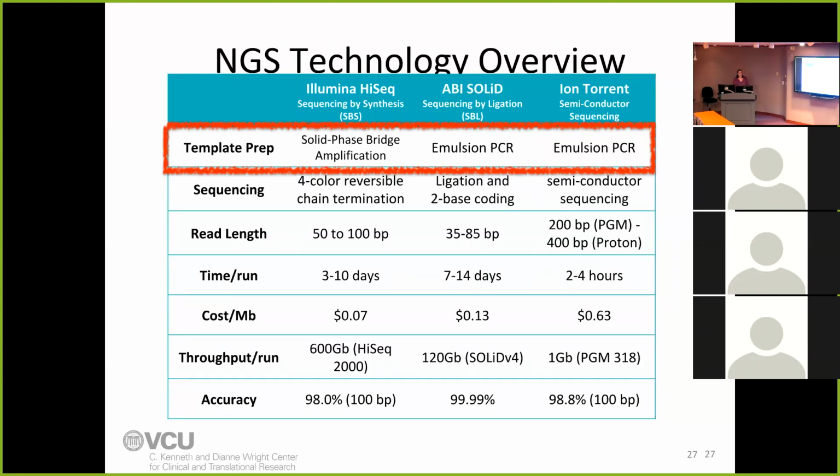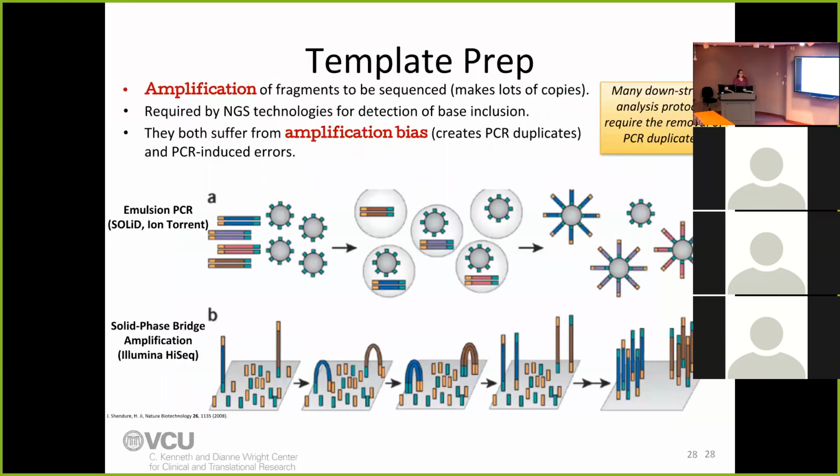So now we're just going to get into 3 of the technologies: Illumina, Solid, and Ion Torrent. The first step is always your template preparation. Each of these technologies does it a little differently. I'm not going to go into all the technical details, but what I want to mention is that in order for you to sequence your sample, you do have to have a lot of copies of your one single fragment. This is where they do PCR amplification, where it takes the fragment and copies it over and over and over again.